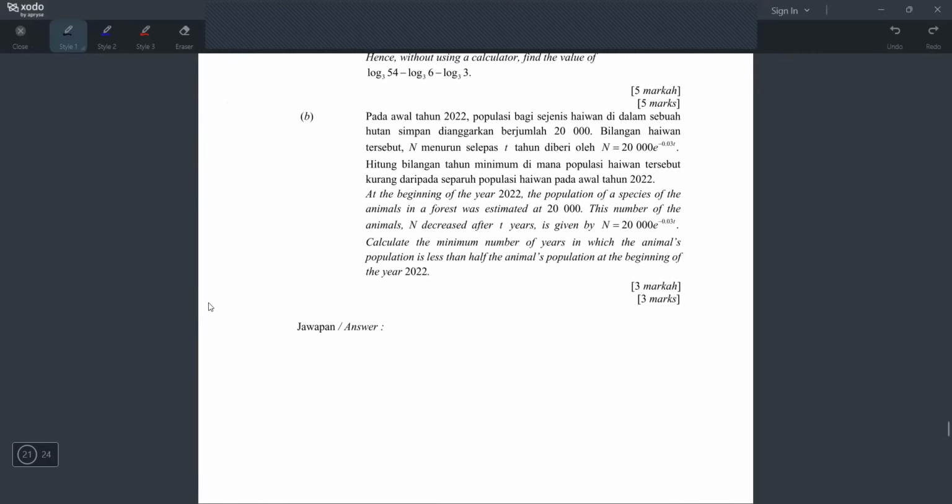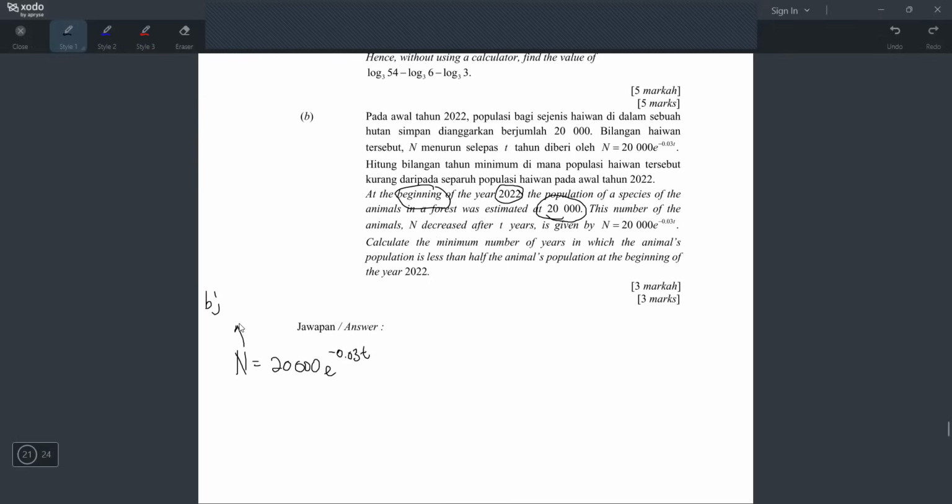Now let's do soalan B. I'm sure this is also a log question. Okay, let's read the question first. At the beginning of the year 2022, the population of a species of animals in the forest was estimated at 20,000. So this is the population. The number of animals decreased, so the population will decrease after t years, given by this formula. So this formula is used to calculate population. N equals 20,000 e, which is a number, power negative 0.03 t.